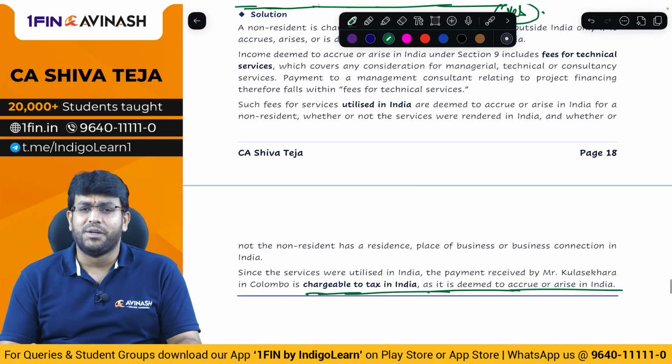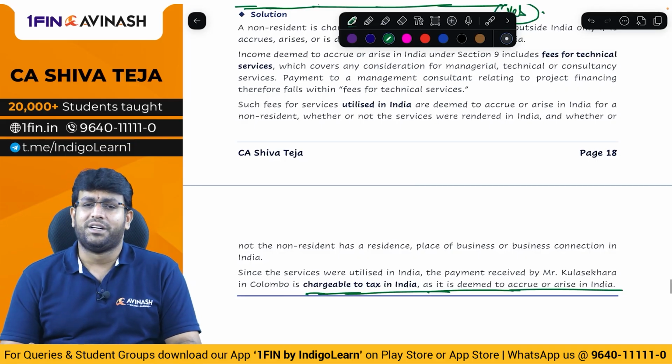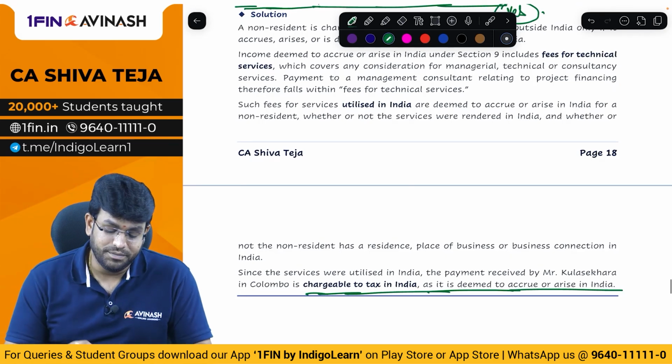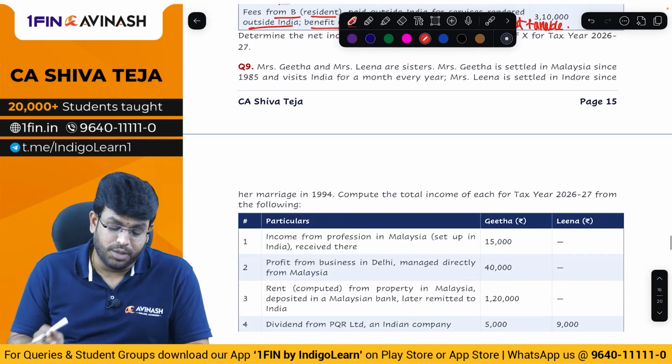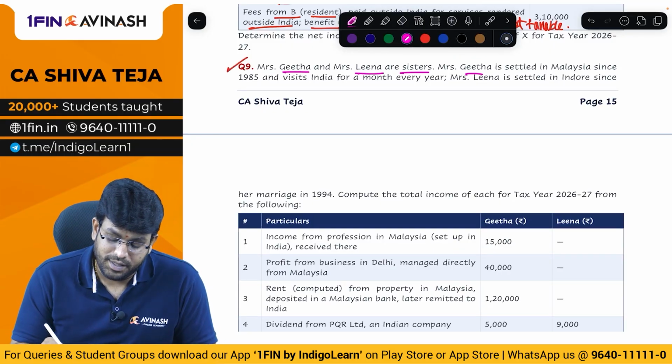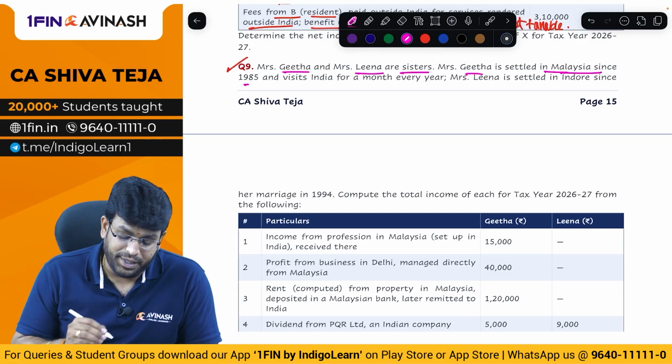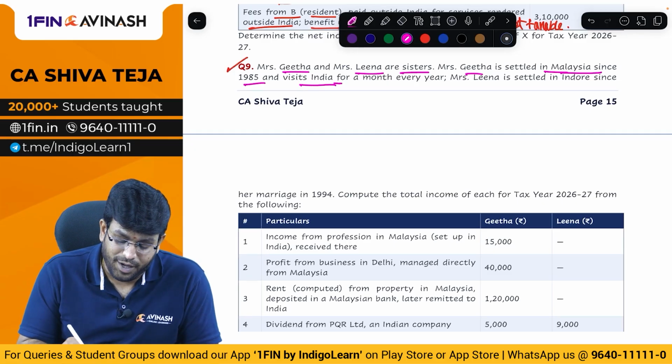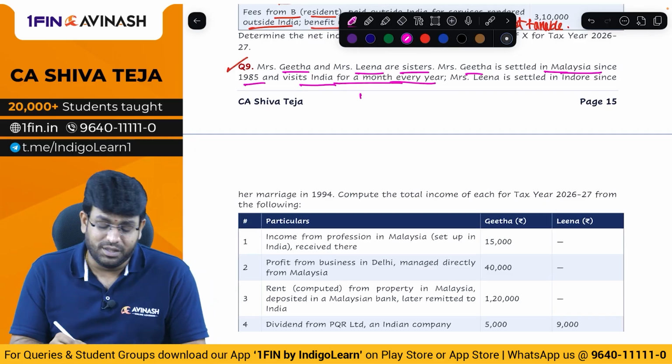Are we all getting clarity, everybody, sir? Very interesting concept, no doubt about it. Fully clear? Good. Next. Get back, my dear friends. Let's see question number 9. Mrs. Geeta and Mrs. Leena are sisters. Geeta is settled in Malaysia since 1985 and visits India for a month every year. Only for 1 month she is coming.